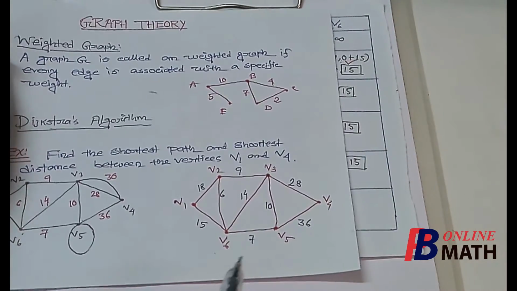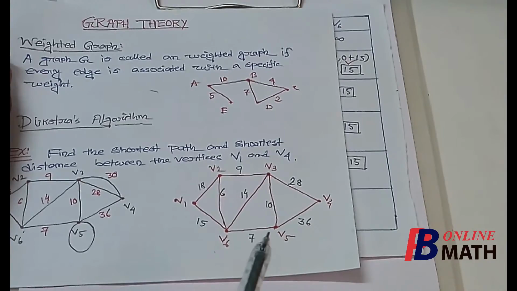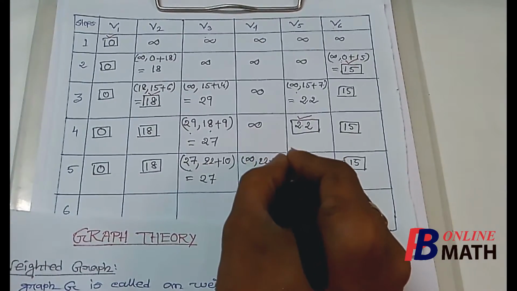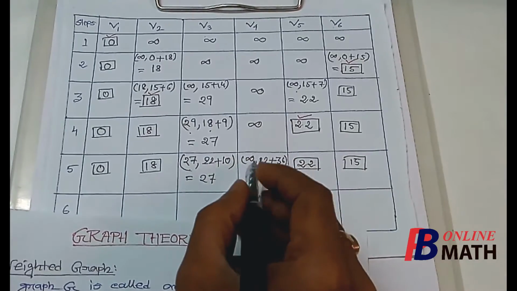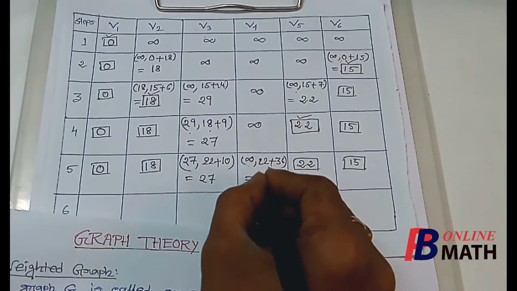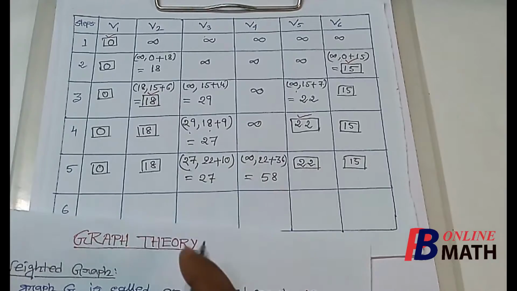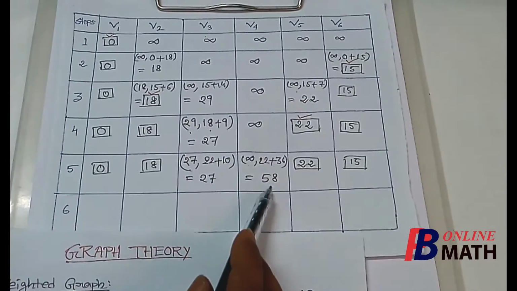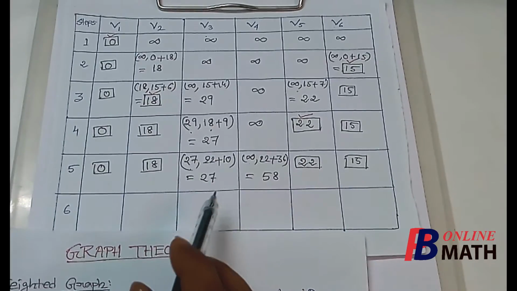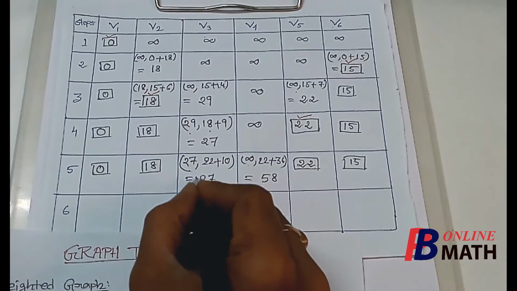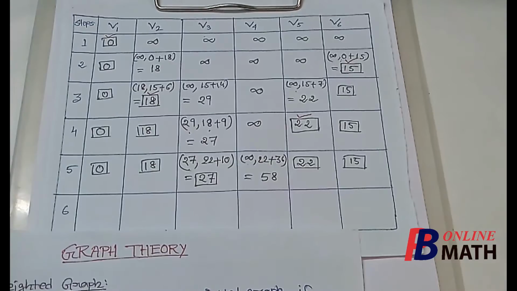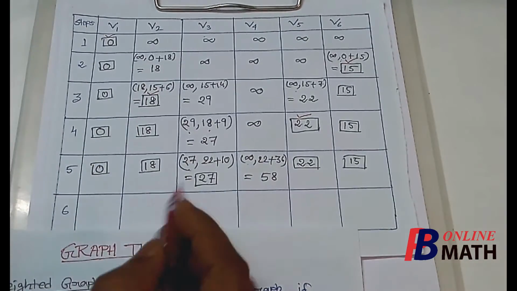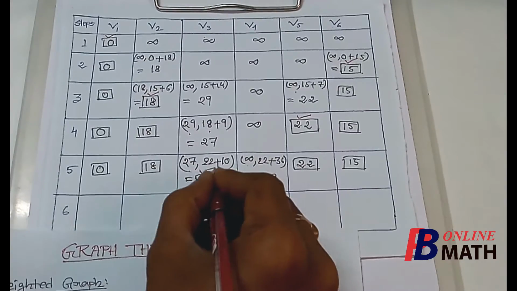Now we find that the distance between V4 and V5 is 36, so we put 36 here. Now the minimum of these two, which is obviously 58. Now in step 5 we have to find the minimum of these two temporal levels, and we find that the minimum level is 27. So V3 is the latest vertex which is leveled permanently by 27. So we put a tick here.